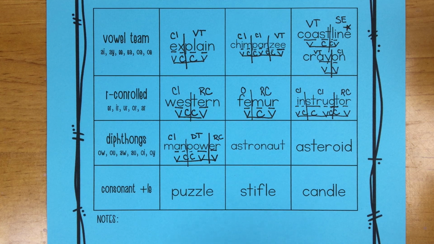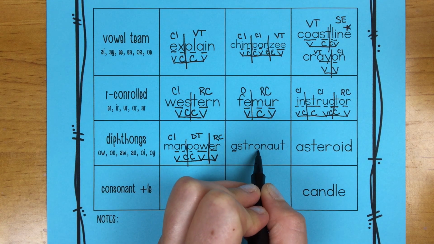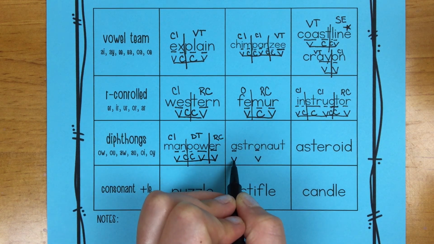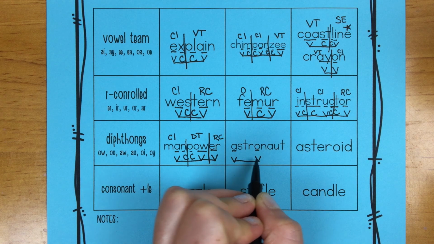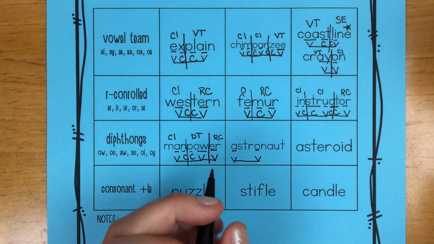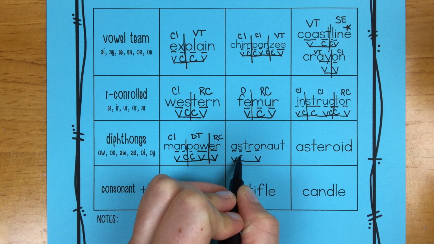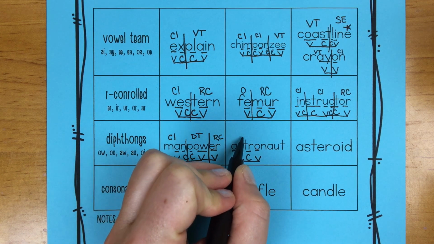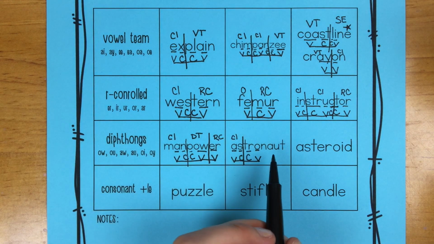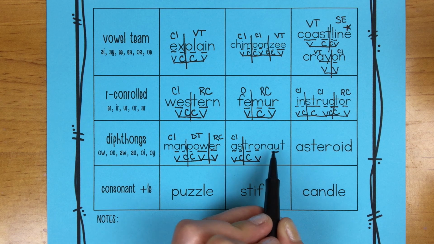Let's try the next word together. Look for your vowel sounds. Label them. Then look for your consonant sounds. Divide between them. This is a closed syllable, but I know that I do have another vowel sound, my diphthong.